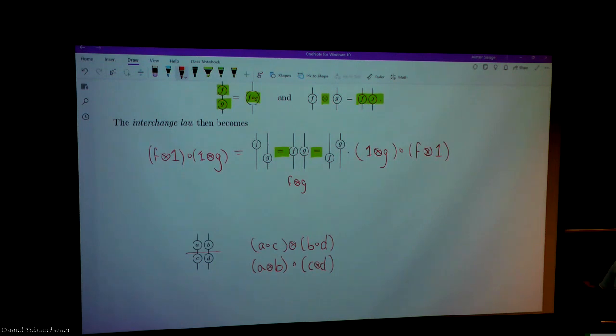But this interchange law exactly tells you that these two things are equal. And so when I draw a diagram like this, it's unambiguous. It represents one morphism, it doesn't matter how you interpret it.